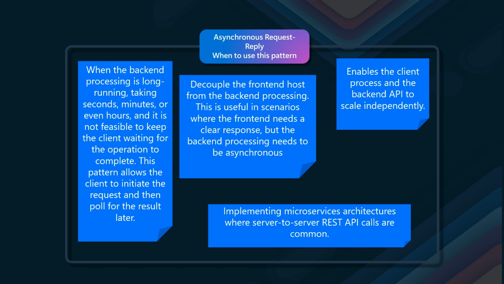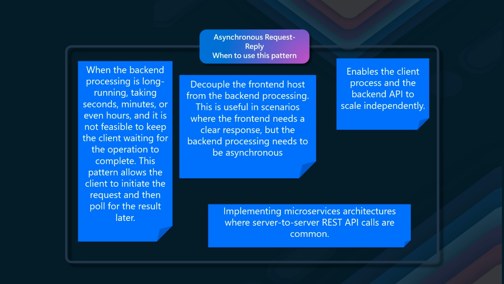The asynchronous request reply pattern should be used in some of the following scenarios: long running background operations. So, when the background processing is a long running process taking seconds, minutes, or even hours, it's not feasible to keep the client waiting for the operation to complete. This pattern allows the client to initiate the request and then poll for the result later.